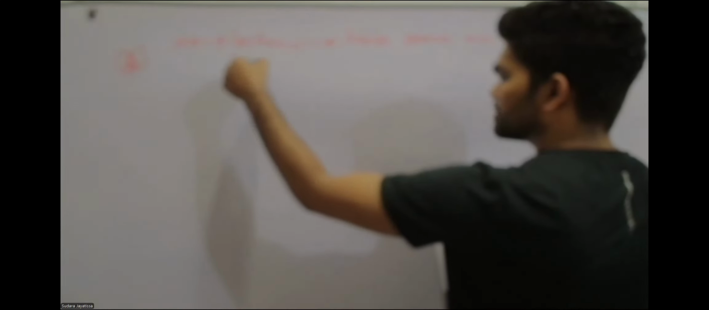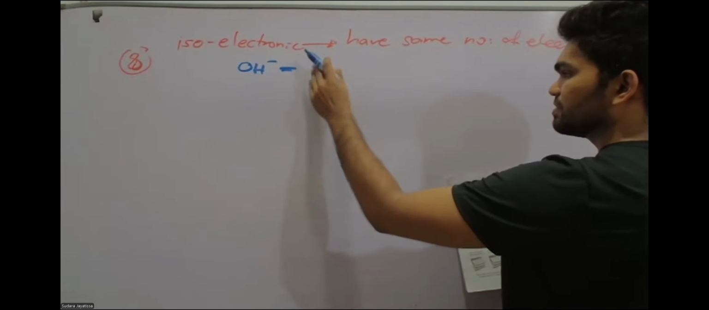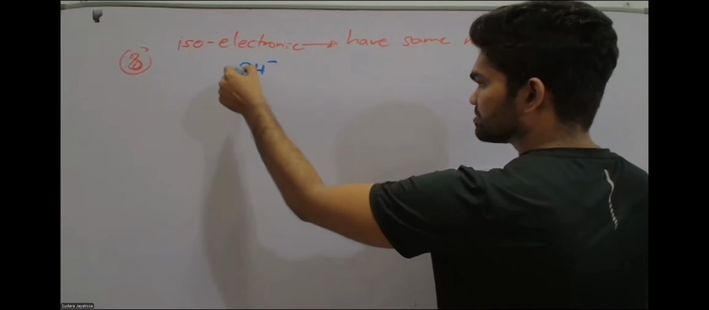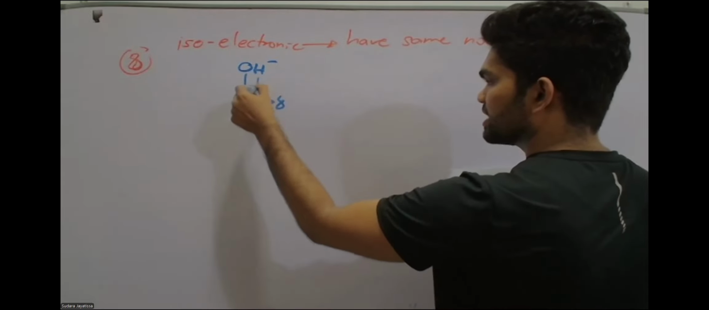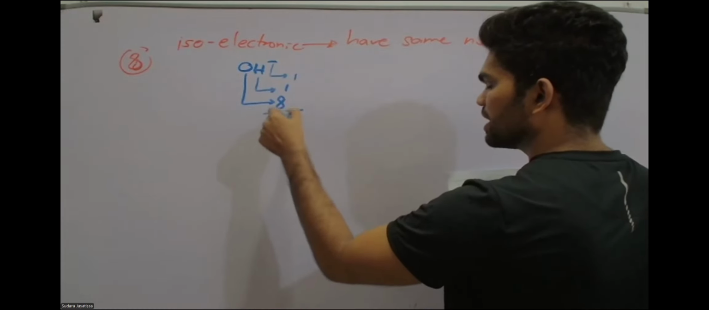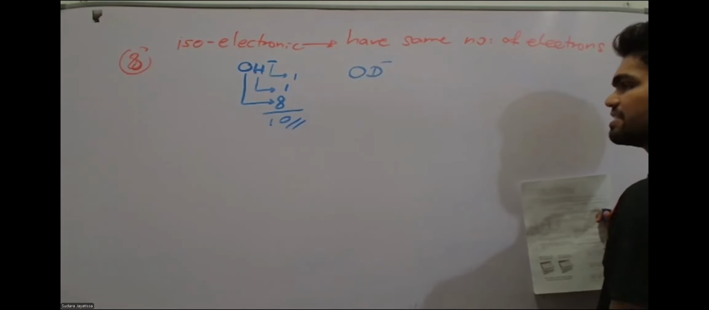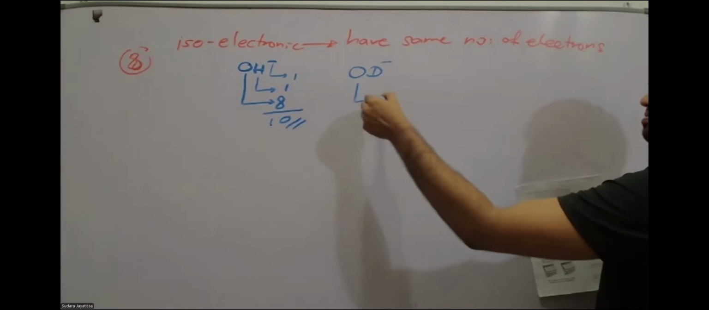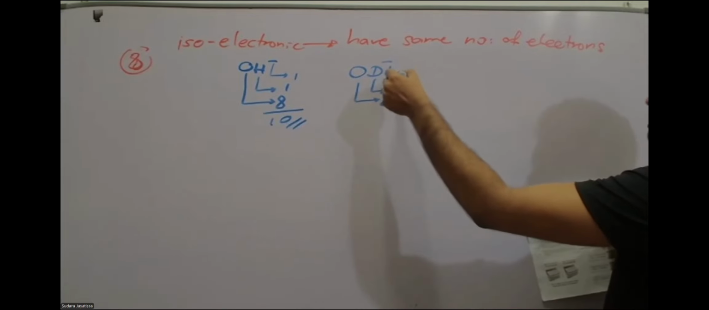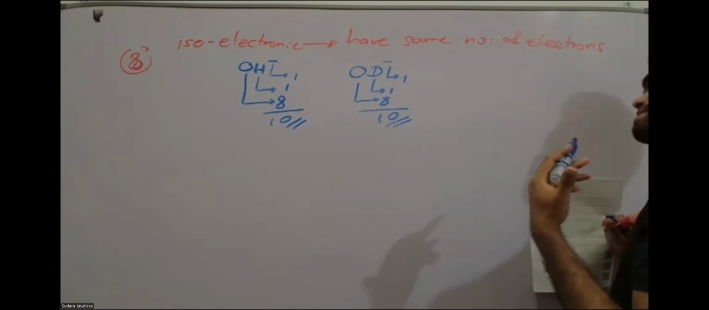Let's take OH minus and OD minus. In OH minus, you have oxygen with 8 electrons. From hydrogen you have 1 electron, and with the negative charge you have another electron. So altogether you have 10 electrons. If you take OD minus, what is this D? D is for deuterium. Deuterium is an isotope of hydrogen. It will have the same electronic configuration. Remember, we revised that last week also. So both have the same number of electrons.